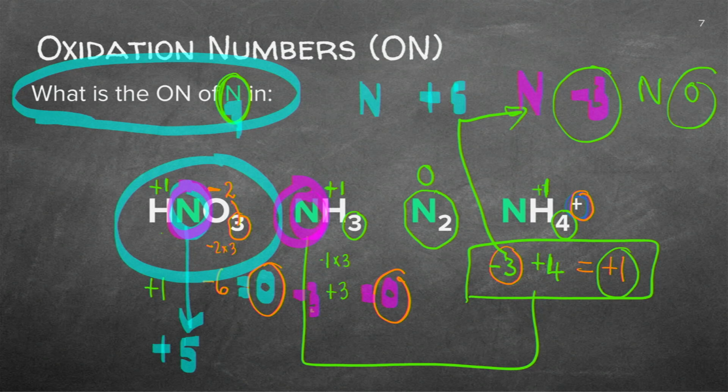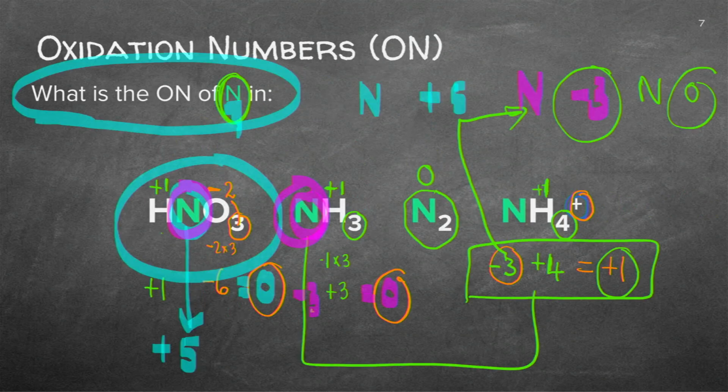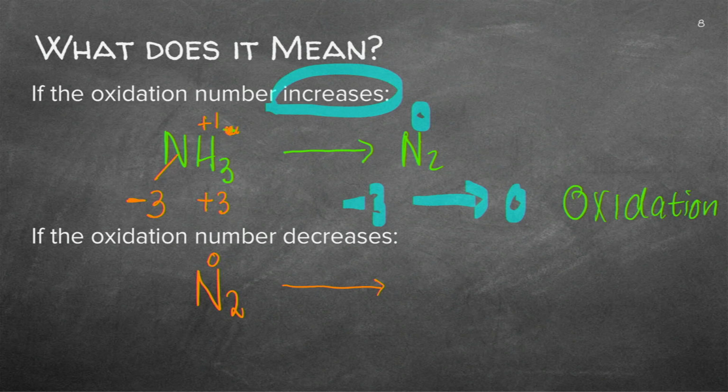Let's have a look when it decreases. Let's say, for instance, we had nitrogen like that, and it now becomes NH4 plus. So I've got here 0, and it's now becoming +1 there. I've got +4 here. I know it has to be +1.